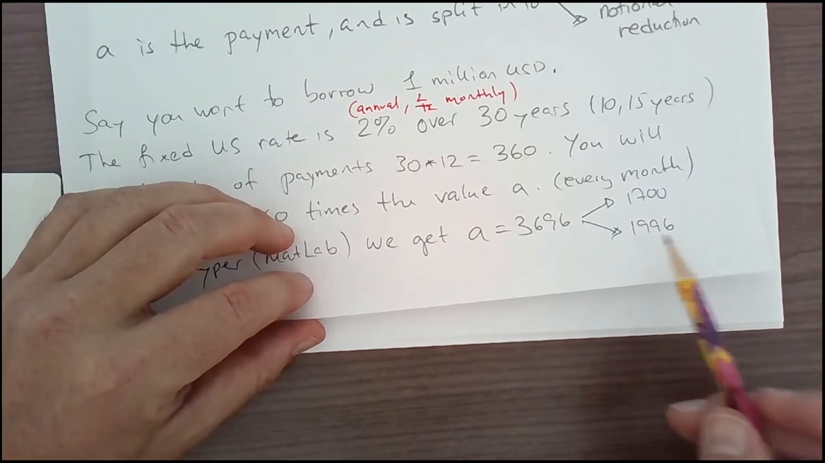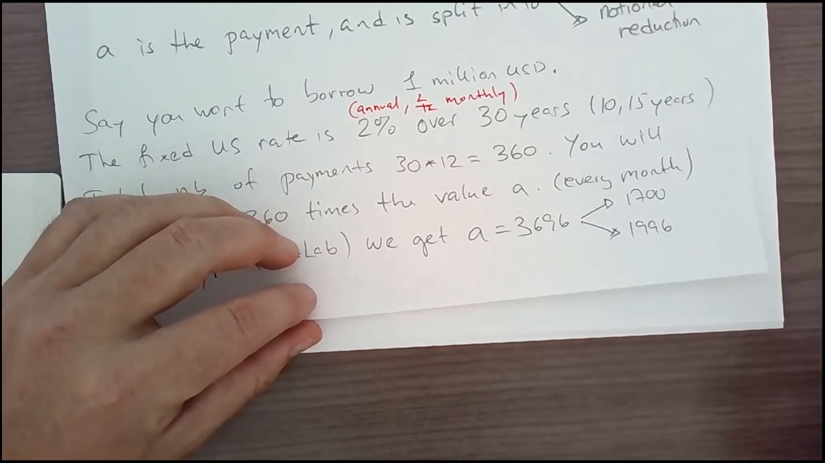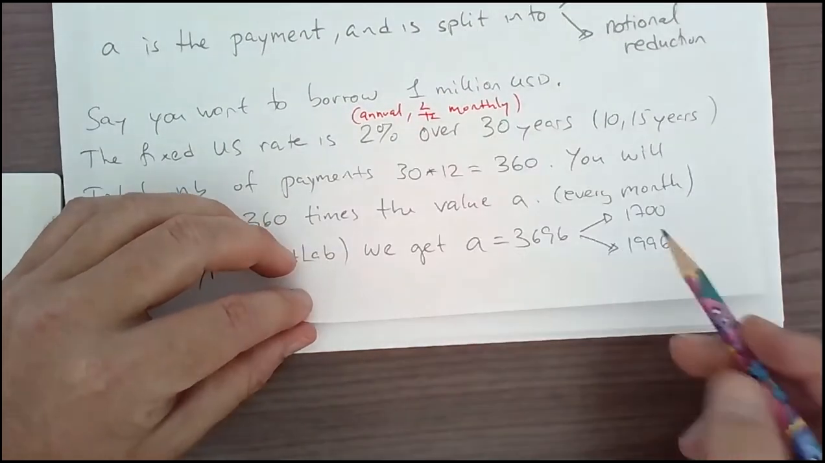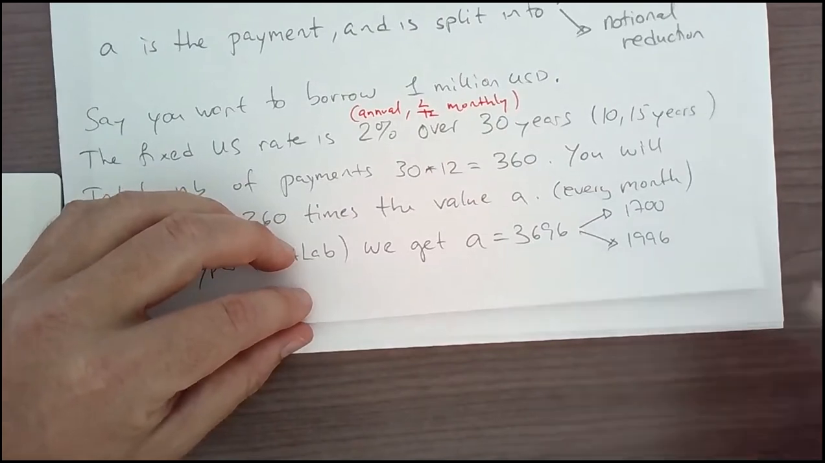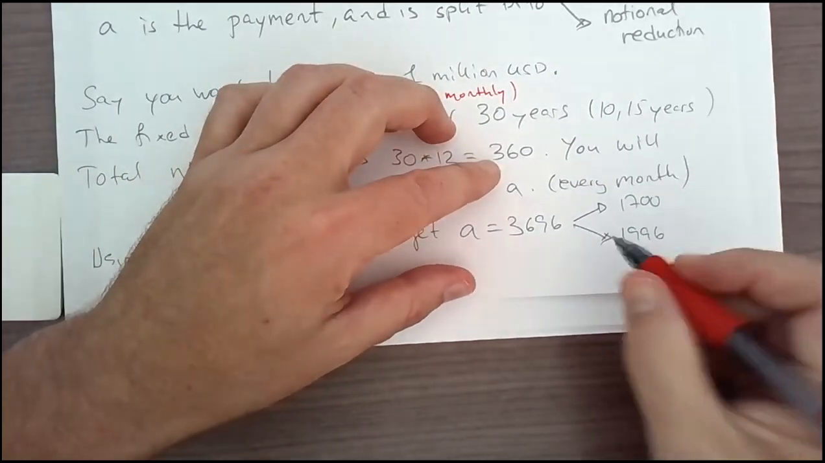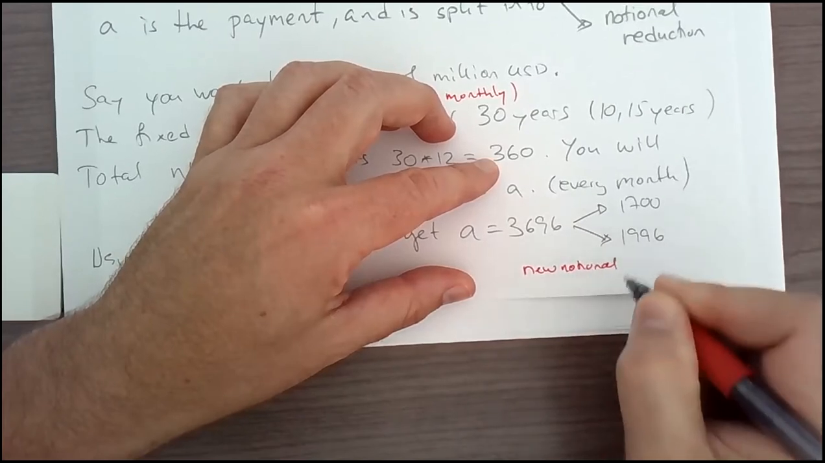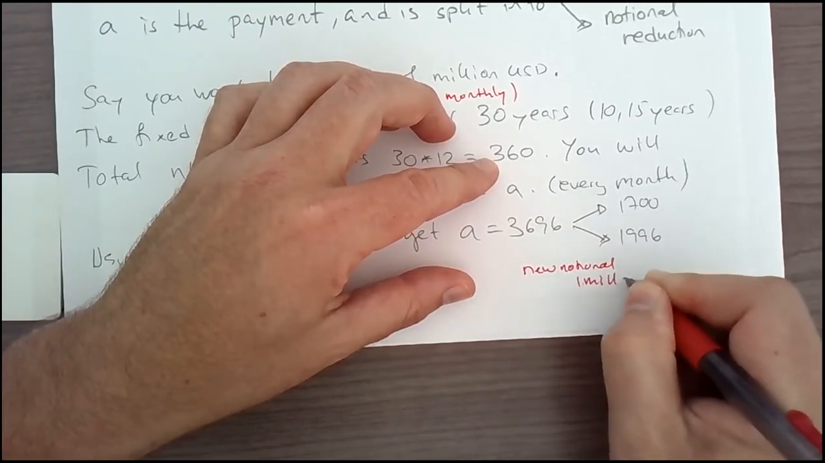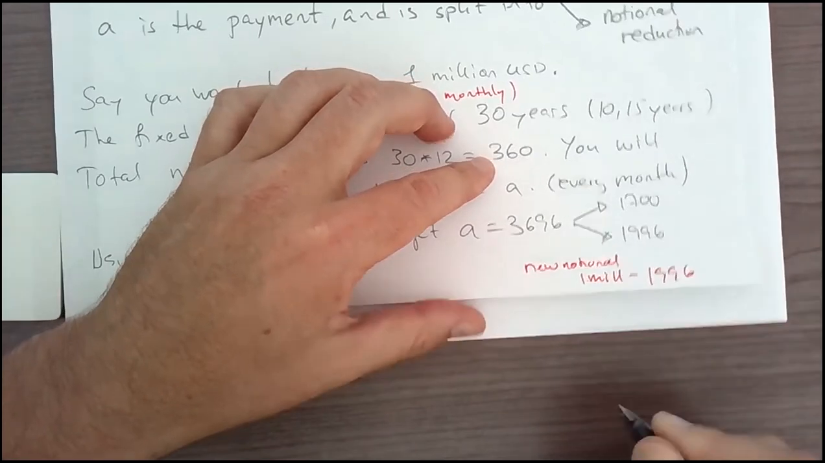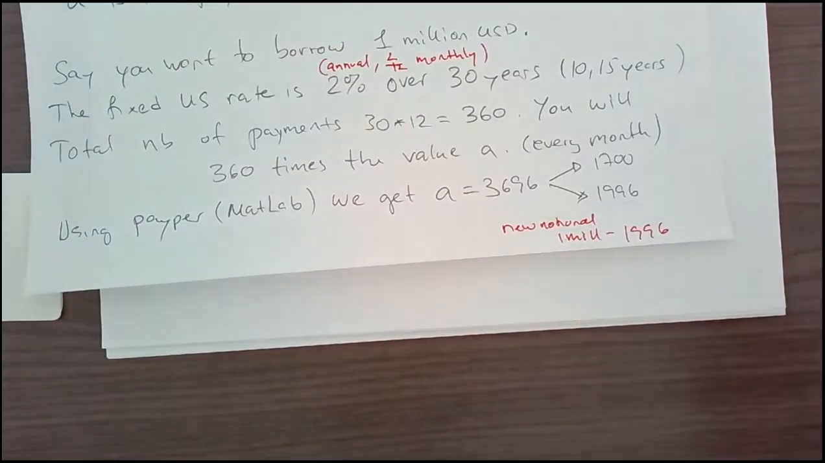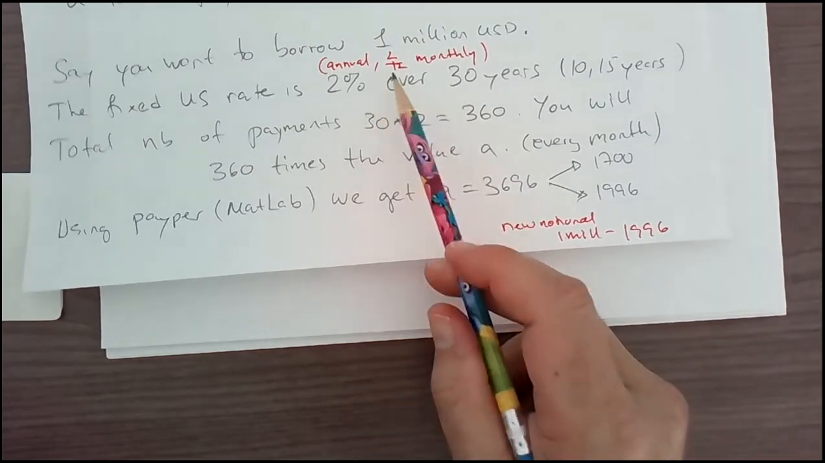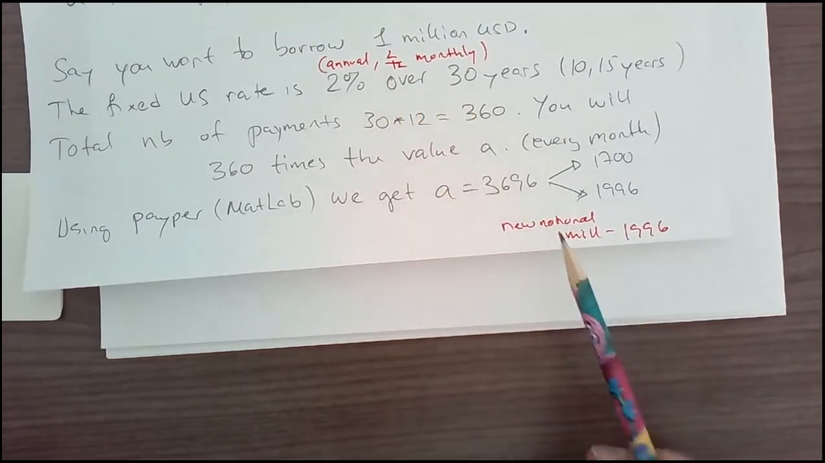So the notional in your next period is going to be 1 million minus this number, and that will be what we'll pay interest on the next time, right? So you're going to be paying interest, this 2 divided by 12, on a number in the next period that is slightly less than 1 million.